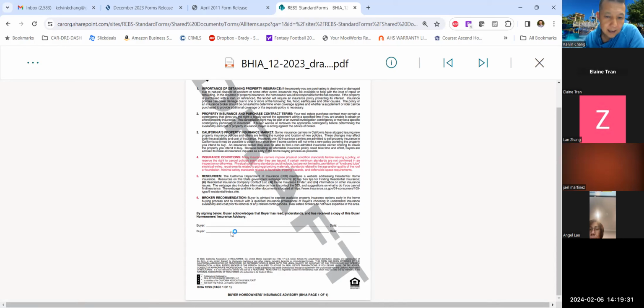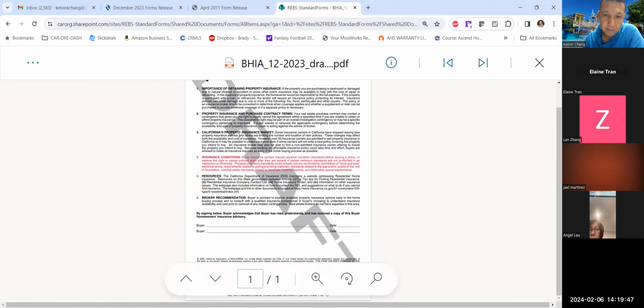Only the buyer signs this because the buyer's the one who has to investigate and check with all the carriers they want with fire insurance. Definitely, if you're on the buy side, go get quotes earlier than the California FAIR Plan. Okay? Any questions on this form, BHIA?